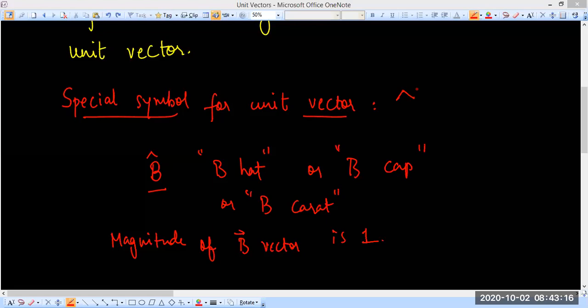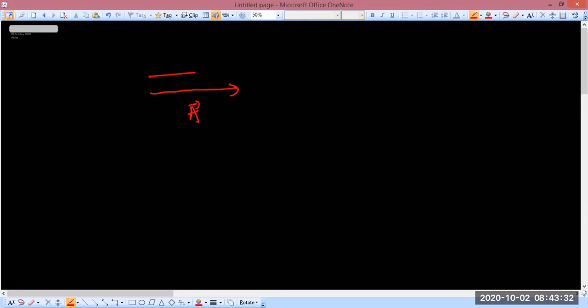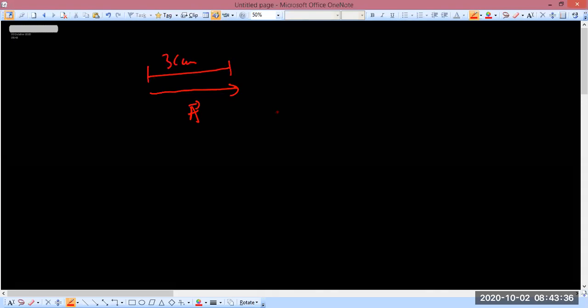Now let's talk about the usage here. How do we use this concept, right? Okay, see, think about this very carefully. A vector here, let's say its length is 3 centimeter. Let's say its length is 3 centimeter, right?